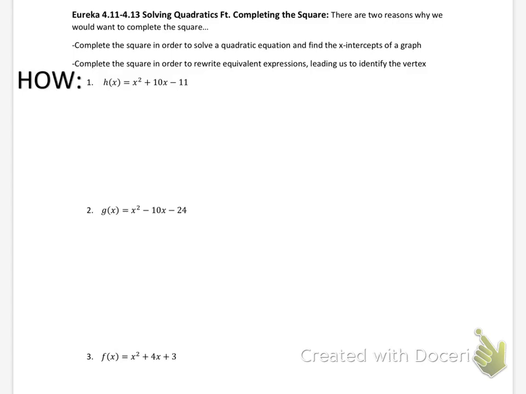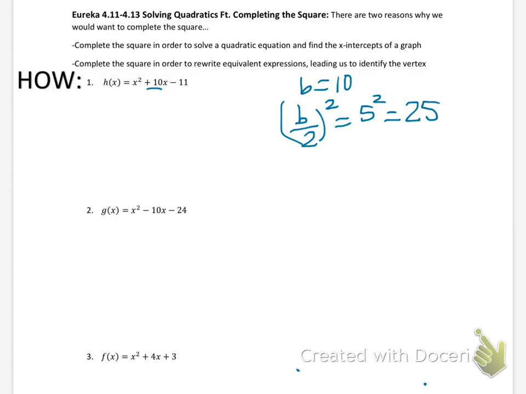So if I look at number 1, h of x equals x squared plus 10x minus 11. Well, I probably could factor this, but I don't want to right now. So let's try to see what we could do to make this a complete square. What I'm going to do is say that b equals 10, okay? Because that's this middle number right here. So I want to find b over 2 and then square that. So that's 10 over 2, which is 5 squared, which is 25.